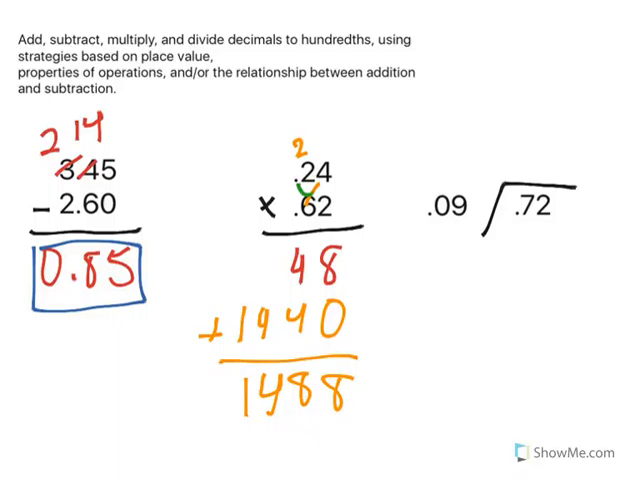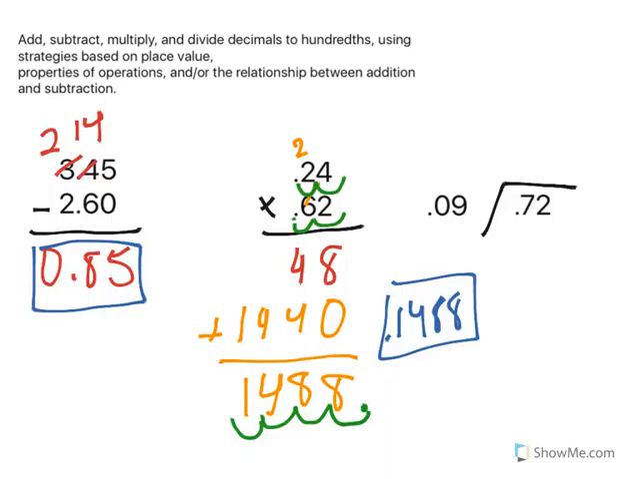So we moved it over to make a whole number 1, 2. And then we do 3, 4. So we move this decimal point over to the other side. So we do 1, 2, 3, 4. So our final answer is 0.1488. So hopefully we all got that.